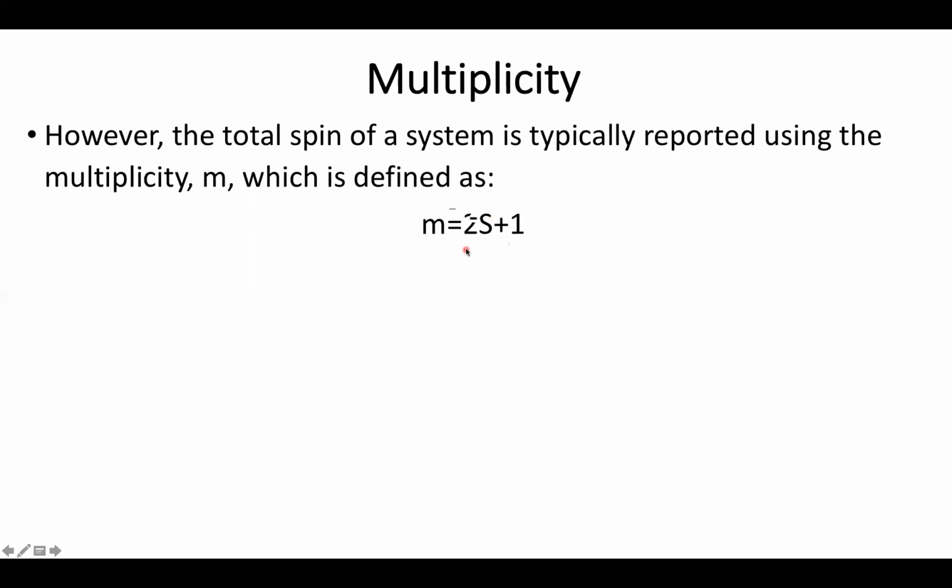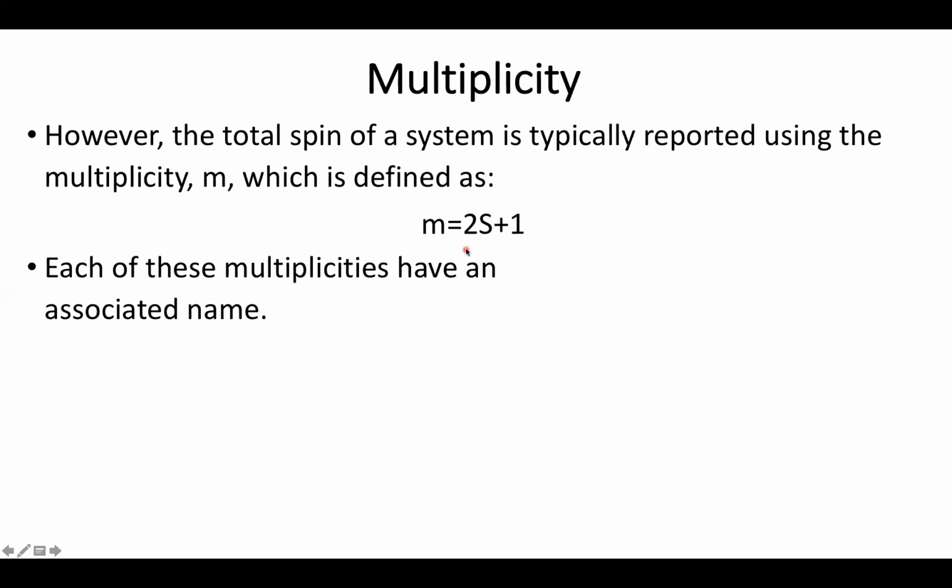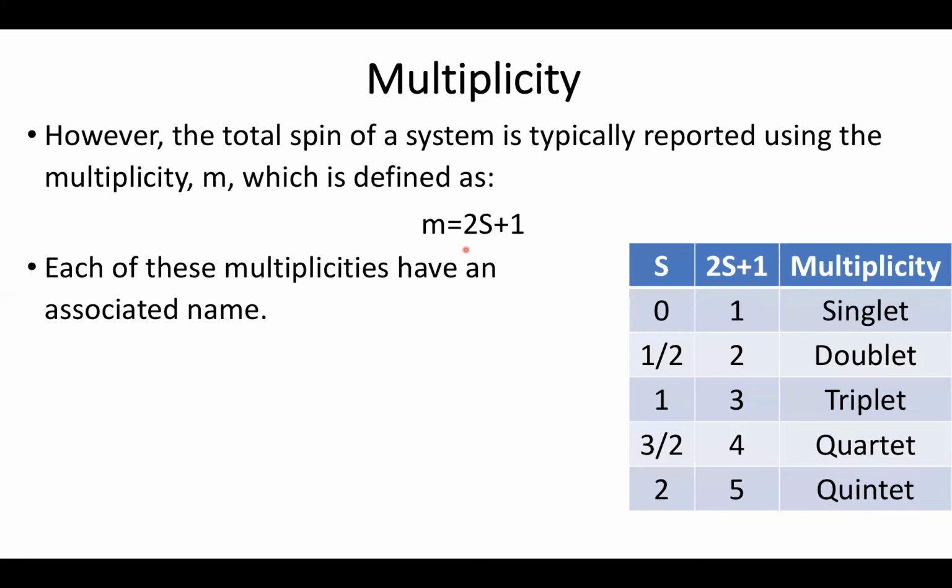Now, what's important to note is that each of these multiplicities does have an associated name, and some of these are going to sound fairly familiar. So if my system is completely paired up and I have a total spin of 0, then my multiplicity is 1, and we call this a singlet state. Now, if I have a single unpaired electron, this gives me a multiplicity of 2, which is a much nicer value to deal with, and gives us our classic name of doublet. And then we've seen this one before. If you have 2 aligned spins, this is going to give you a multiplicity of 3 and a triplet state.